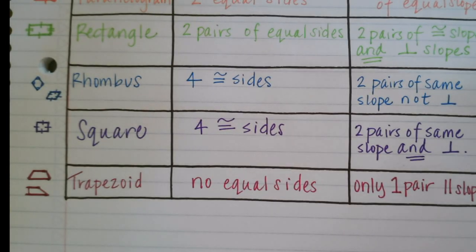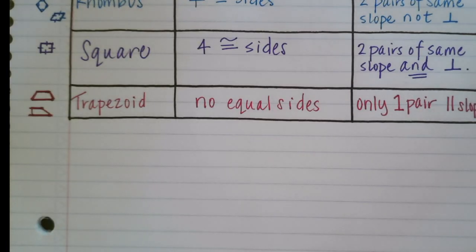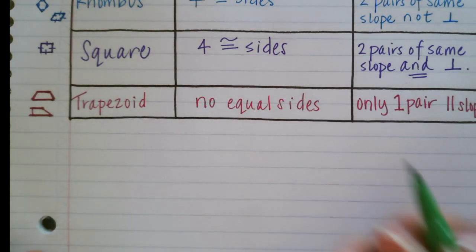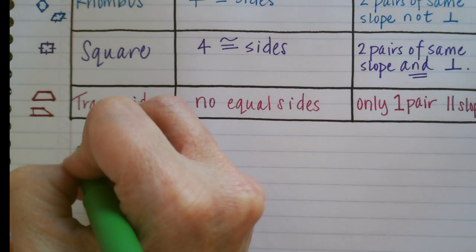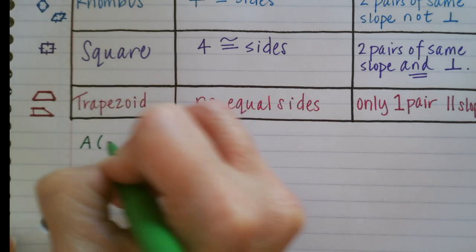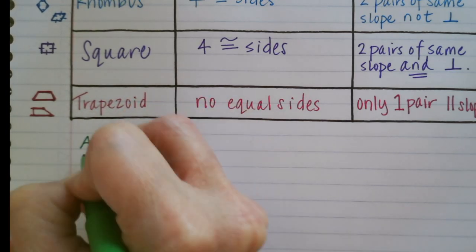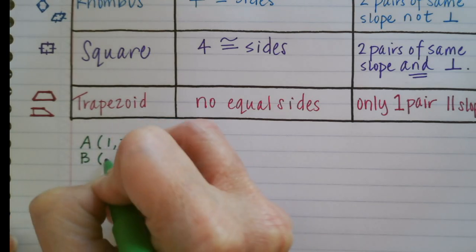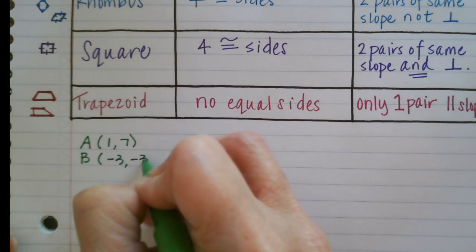All right. Okay, so now let me show you an example here. All right, so let's say that I gave you, we'll just go with A, B, C, D. Okay, so A is (1, 7), B is (-3, -3).